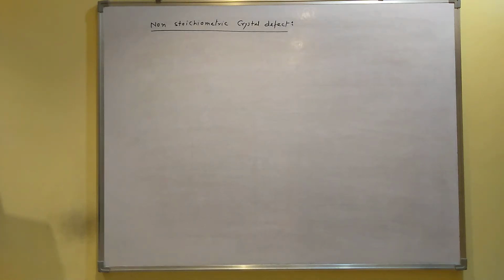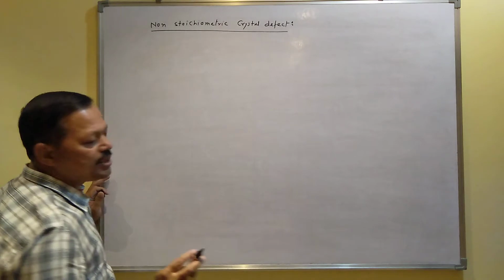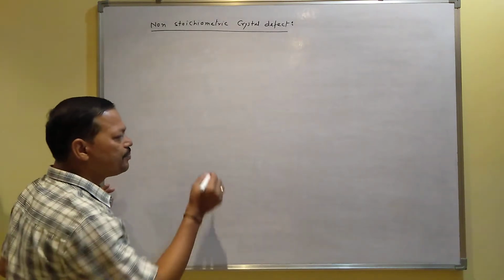Okay students, today we'll study about non-stoichiometric crystal defect. In the last class, we covered stoichiometric crystal defect. So today we'll do non-stoichiometric crystal defect. As I have told you, what type of crystals are called non-stoichiometric crystals?